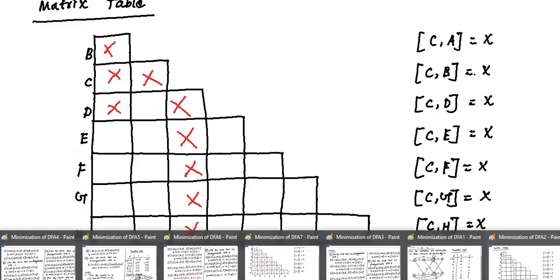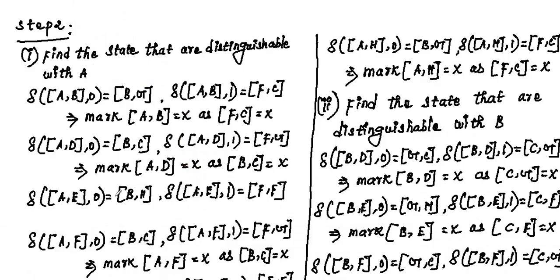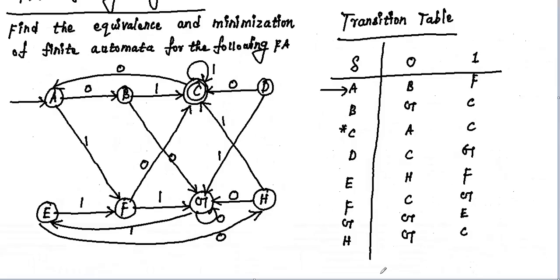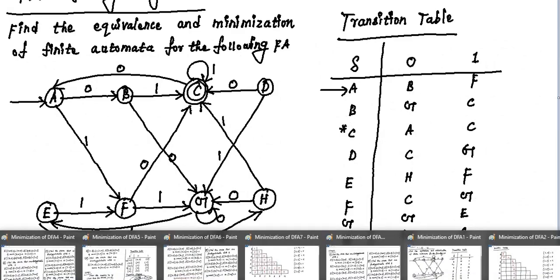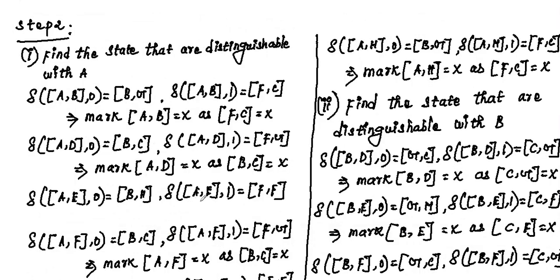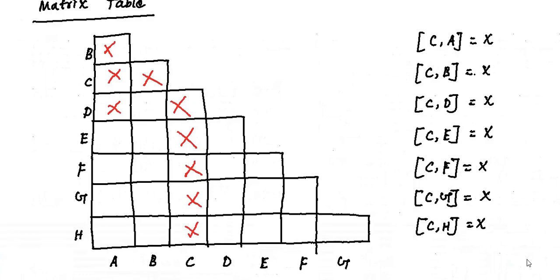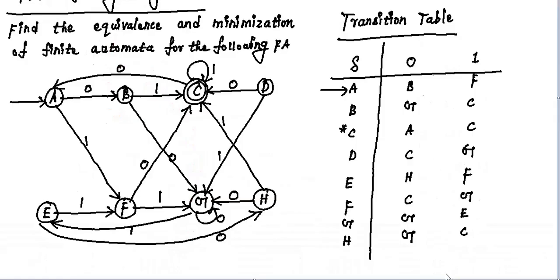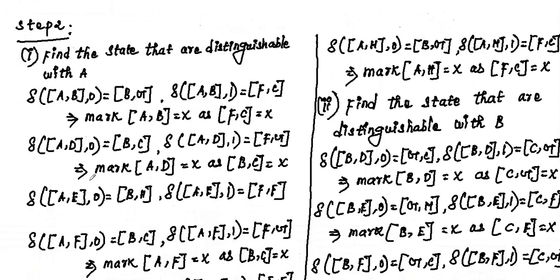Next pair, AE 0 and apply another input 1. AE 0, look at the transition table. AE 0 is BH. Del of AE 1, AE 1 is FF. Here these two answers are different. We cannot put a cross mark, just hold it, then move to the next step.